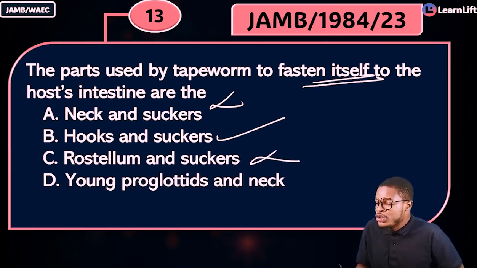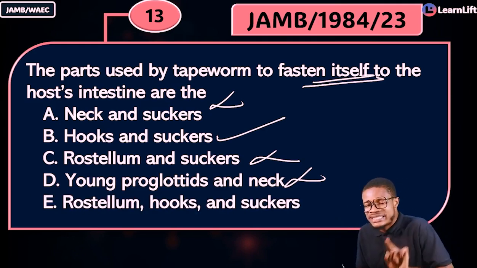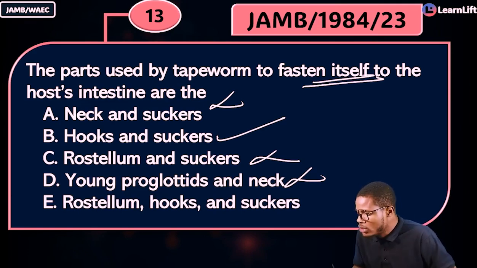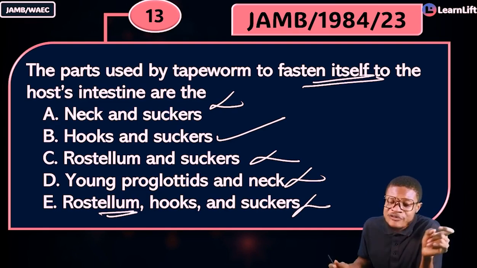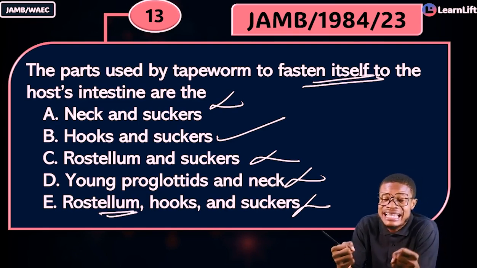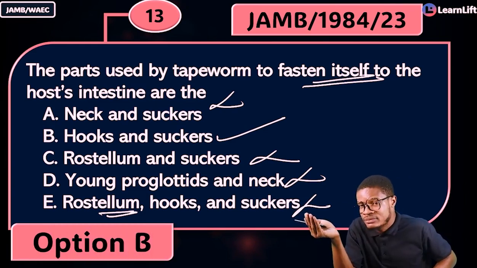Option D says, young proglottids and neck. Totally wrong, that one is wrong. Option E says, the rostellum, the hooks and the suckers. No. Rostellum is not there for them. What do they use to fasten themselves to the host intestine? They are just two things, hooks and suckers. Option B is the answer.